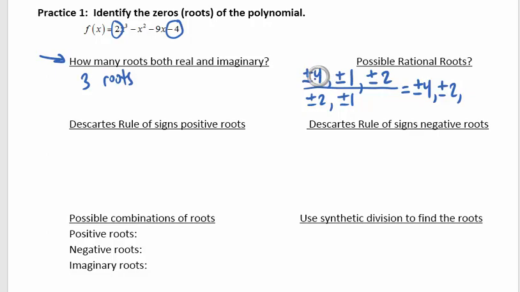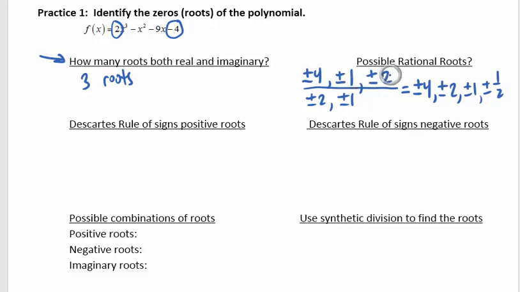All right, that kind of does it for 4. 4 divided by 1, and then 4 divided by 2. Let's go to 1. So 1 divided by 1 would give us plus or minus 1 to check. And then 1 divided by 2 would give us plus or minus 1/2 to check. All right. That does it for 1.